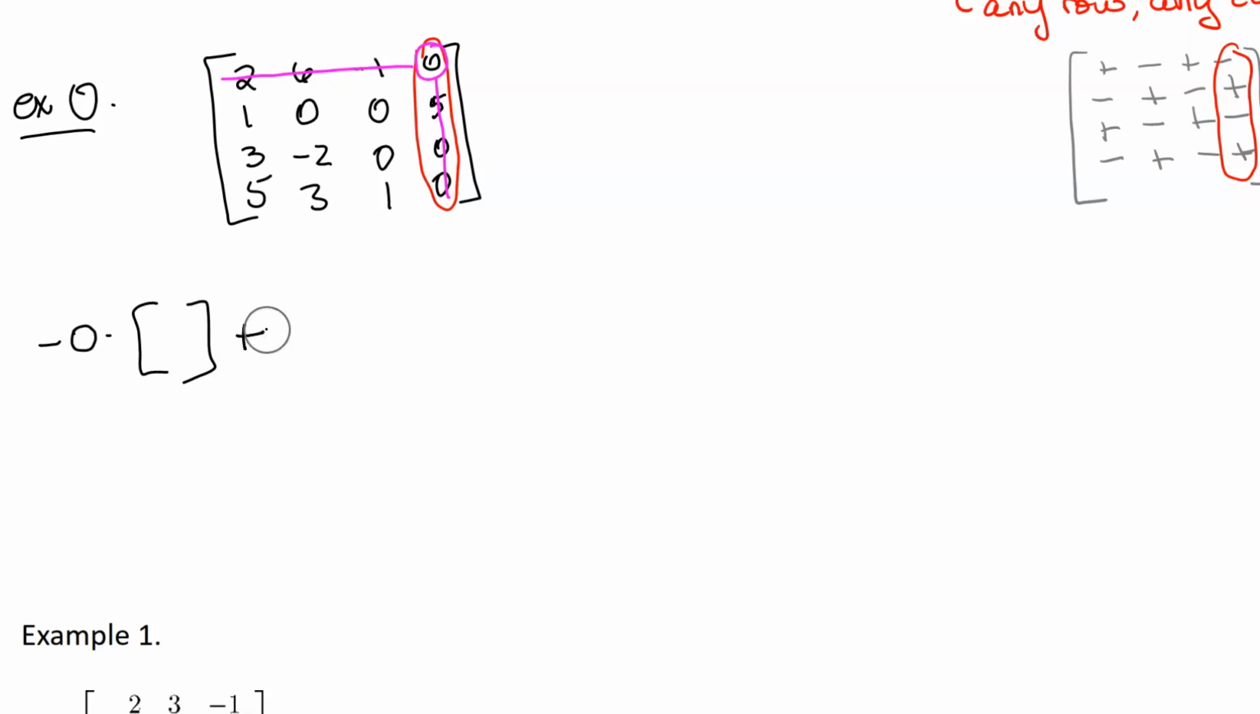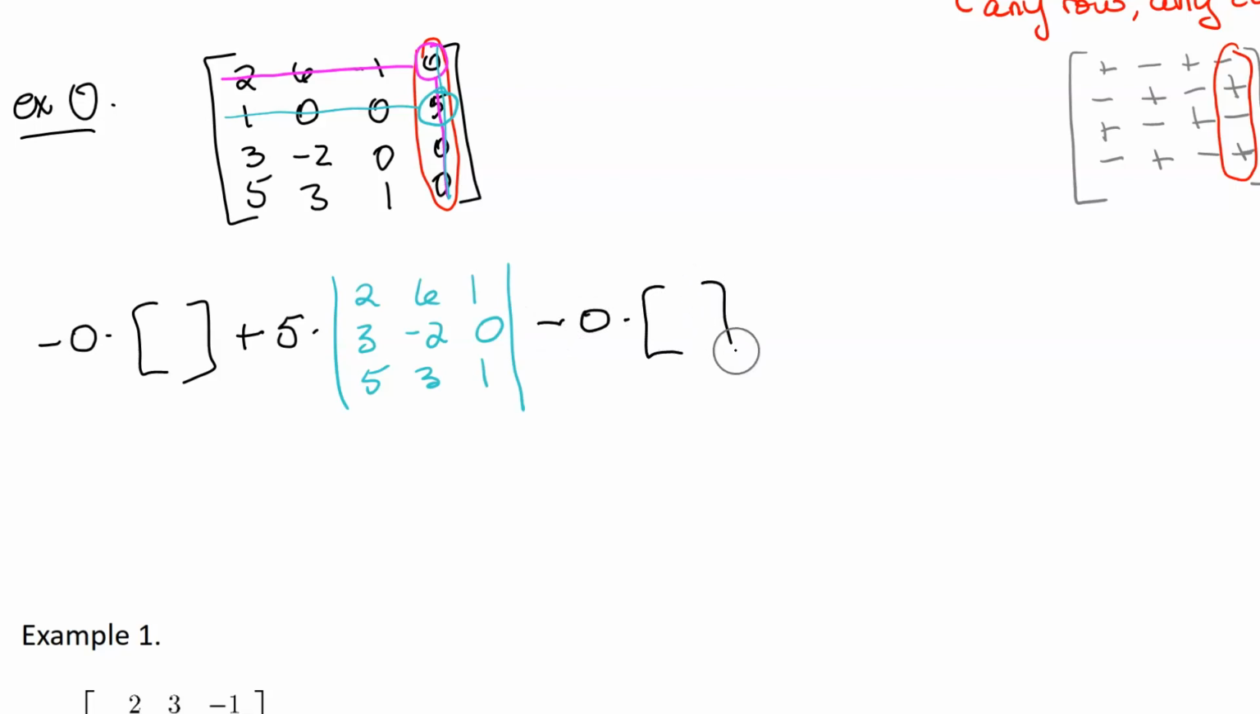And then I'll have plus, right now we're at this entry, 5 times the determinant of the matrix that I get when I cross out the 5's row and column. So that'll be the determinant of 2, 6, 1, 3, minus 2, 0, and 5, 3, 1. And then my other two entries are also multiplied by 0. So that's the only submatrix I need to take the determinant of.